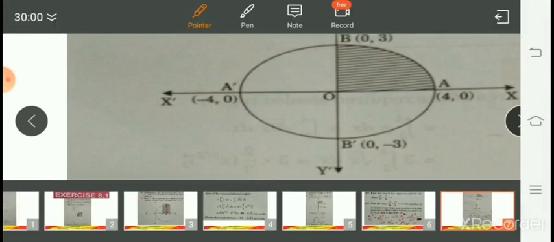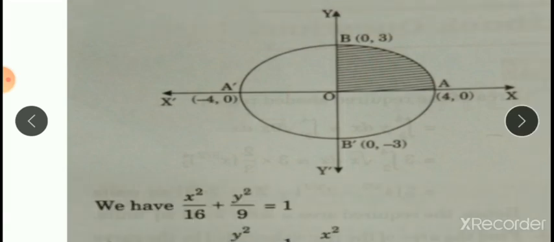See, we want to calculate the area of this whole ellipse. You can see that this ellipse is divided into 4 parts: 1, 2, 3, 4. Each of these 4 parts is equal to one another. This means if we are able to calculate the area of the first quadrant and multiply it by 4, we will get the area of the whole ellipse.